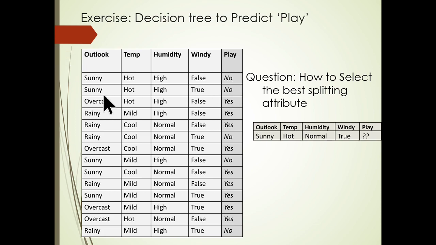So this is a table of past decisions. We have 14 instances here. Based on the 14 instances, we will try to predict the current problem. For example, the outlook is now sunny, temp is hot, humidity is normal, windy is true. Now we have to predict whether the play is going to happen or not.